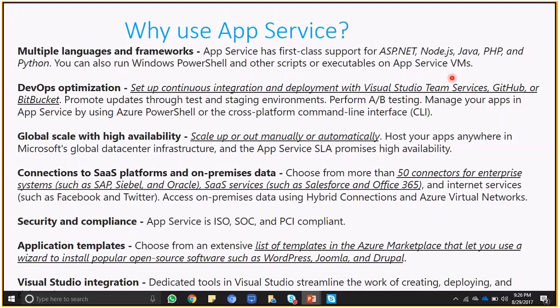It should be easy for you to perform A/B testing, and manage your apps using any kind of platform, whether it's a CLI or a portal. And for global scale with high availability, you should be able to scale up easily, either automatically or manually. Those kinds of options should be available, and it should also have certain SLAs which are already defined.